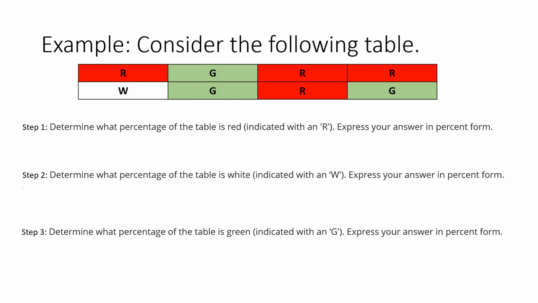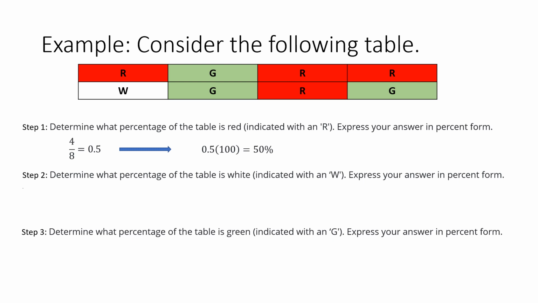Okay, let's look at our final example. Let's consider the following table. We're going to determine what percentage of the table is red, and it's indicated with an R, and we want to express our answer in percent form. So the first step is we need to count how many blocks there are in the table, and there's a total of 8. And so then we're going to count how many reds there are in the table, and there's 4. So that would be 4 out of 8. And then we're going to divide those two numbers to get our decimal of 0.5. But we do want a percentage, and so we're going to have to take that decimal and multiply it by 100, and that's going to give us 50% for red.